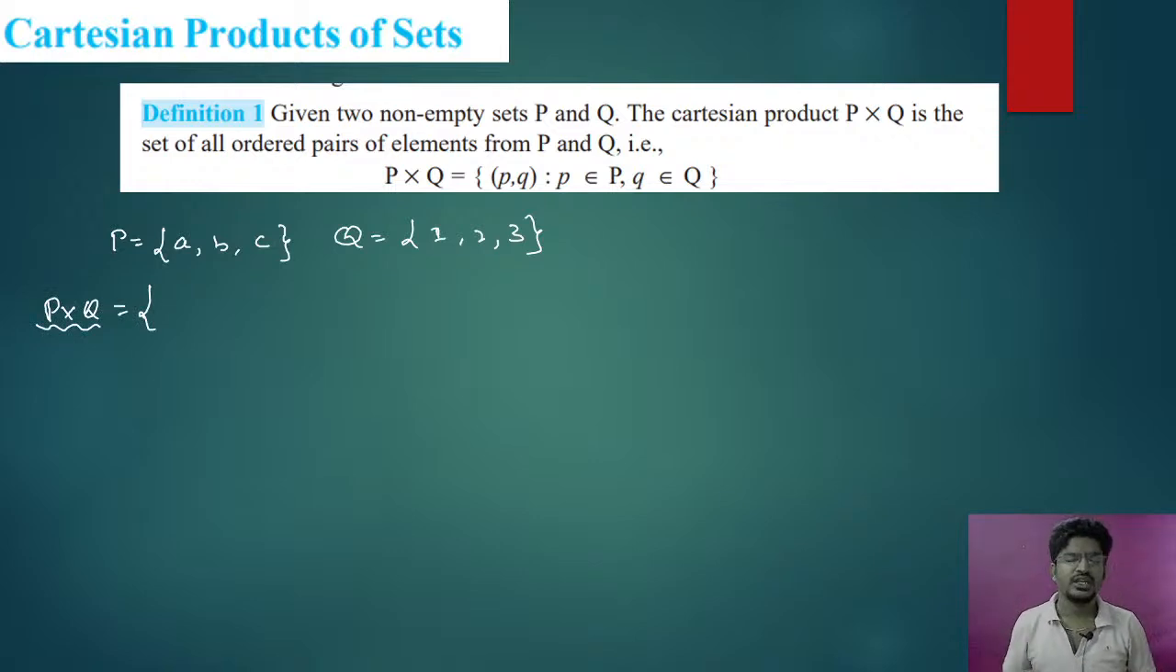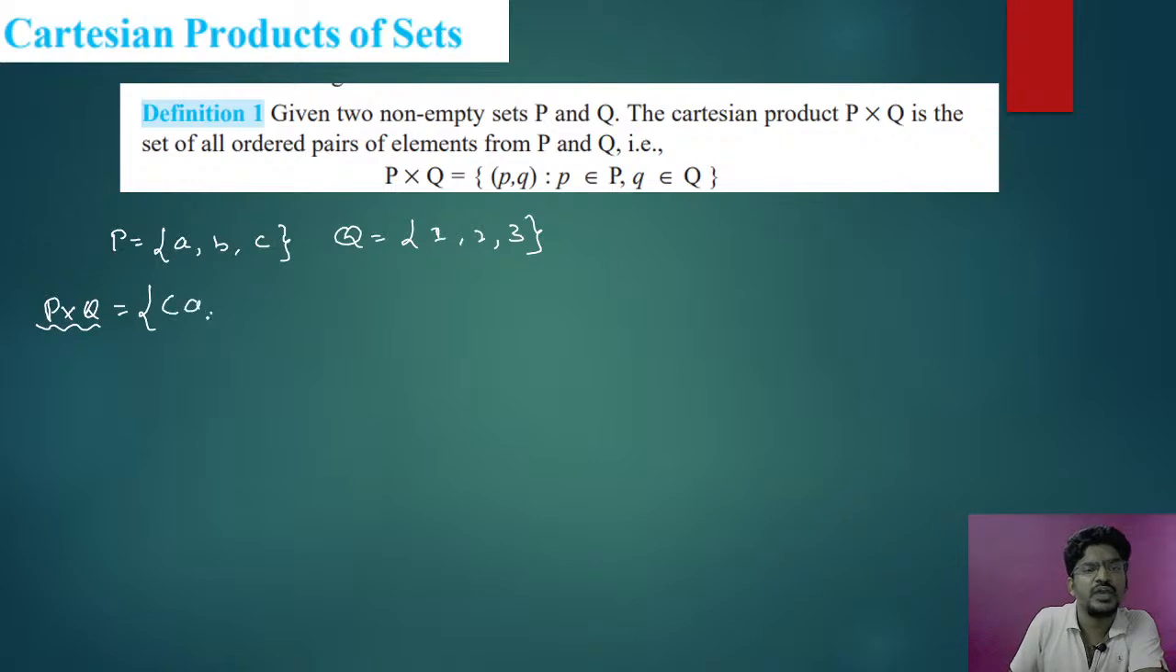Quickly take rough paper and a pen and please solve it. I will give you some time. You can solve it and compare your answers with my answer. Quickly go through this problem. P cross Q. Okay.